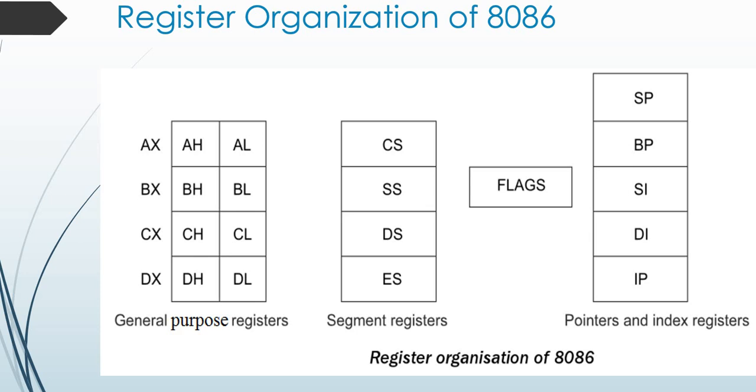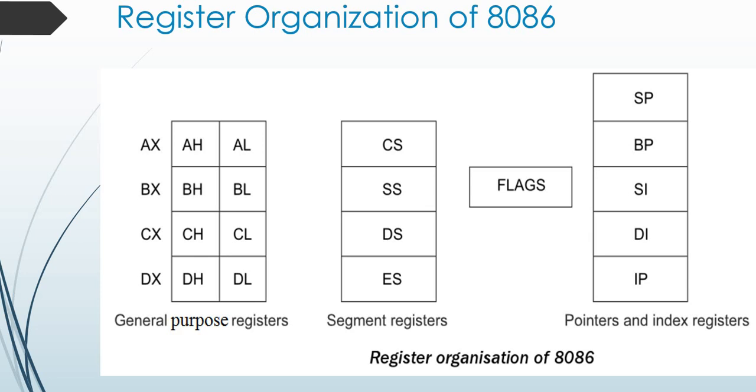Now if you are talking about the register organization of the 8086, it has 4 general purpose registers available: AX, BX, CX, DX. AX acts as an accumulator, BX acts as a base register and also a general purpose register, and CX acts as a general purpose register and also a counter register. If I want to create a delay of 5 milliseconds, I can give the counter value to CX. So CX acts as a counter register, and DX acts as an implicit operand.